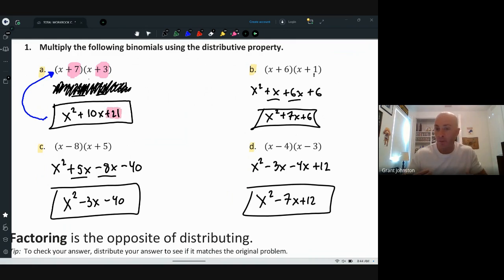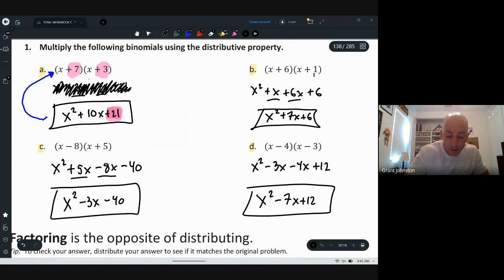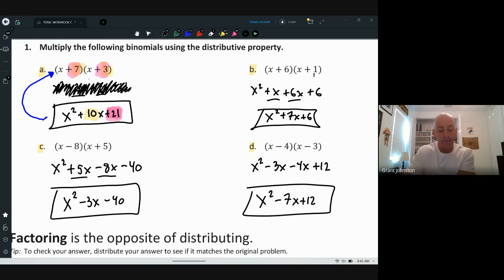So we see the relationship there. Those 2 numbers in the parentheses with that x multiply to this third term here, this 21 that I've highlighted. And those 2 numbers, that 7 and 3, you'll notice add to this 10. 7 plus 3 is 10. So those 2 numbers within those parentheses multiply to that last number, yet they add to that middle term.